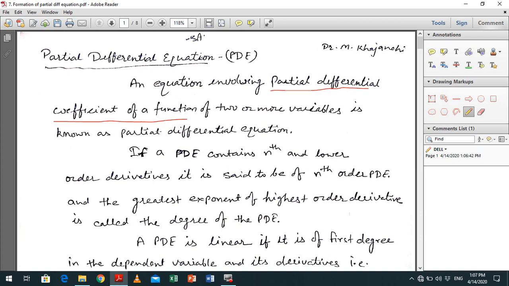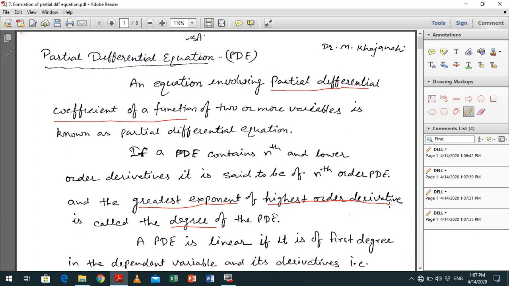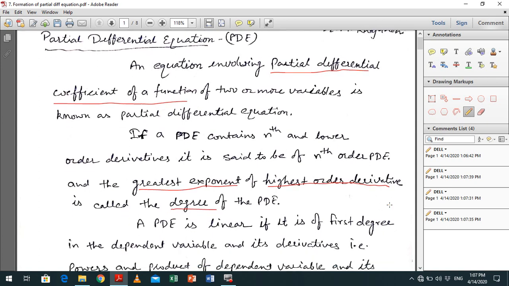Now, what is the order and degree of a partial differential equation? If a partial differential equation contains nth order and lower order derivatives, it is said to be an nth order partial differential equation. It means the highest order derivative is the order of that partial differential equation. And what is the degree of a partial differential equation? The greatest exponent of the highest order derivative is the degree of the partial differential equation.